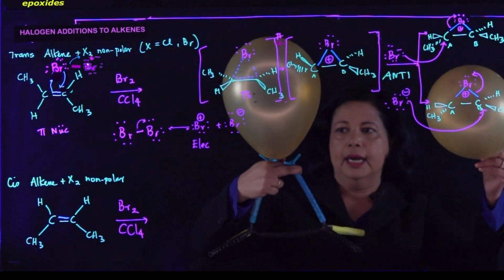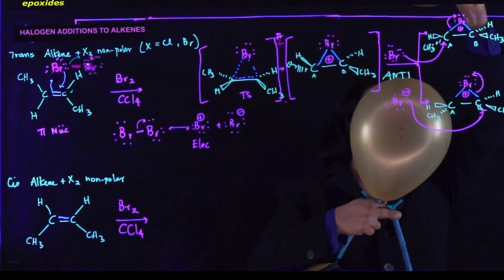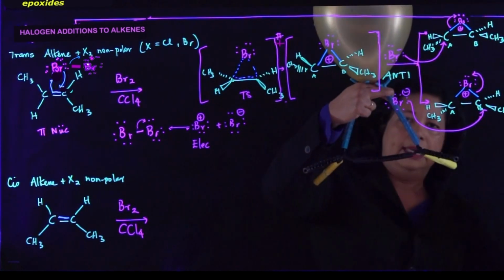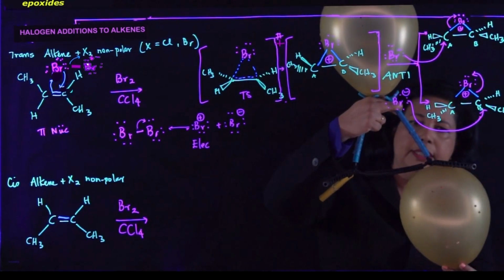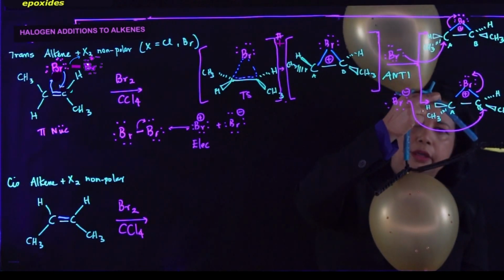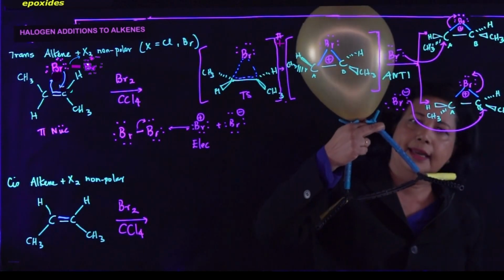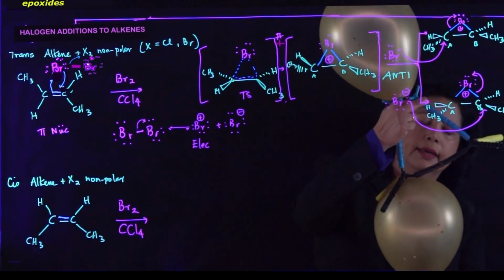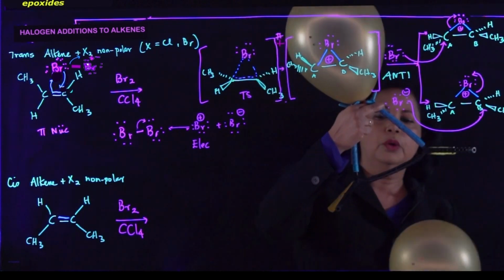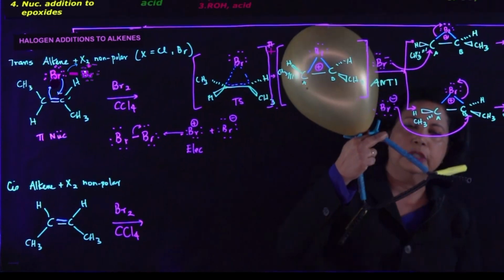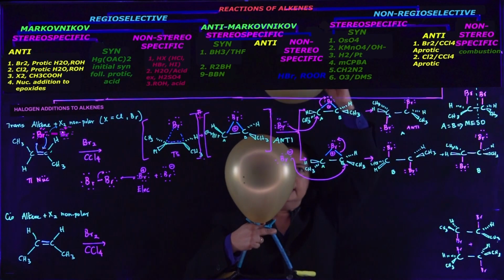Then your bromide ion tries to relieve that positive charge by attacking it. Again, it cannot attack from the top because there's too many electrons there. It attacks from the bottom. Equal opportunity to attack here or here. So it is non-stereoselective, 1-to-1. There's no preference of attacking one side over the other. So it's non-stereoselective. However, it is stereospecific. It cannot attack from the top.